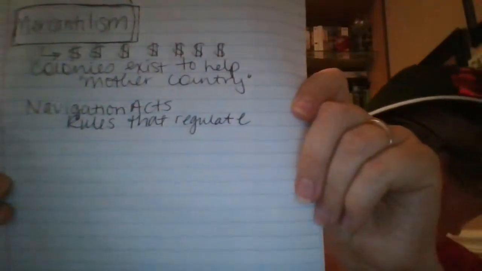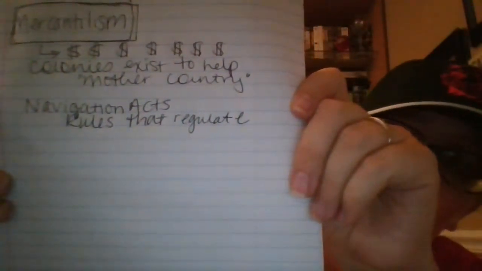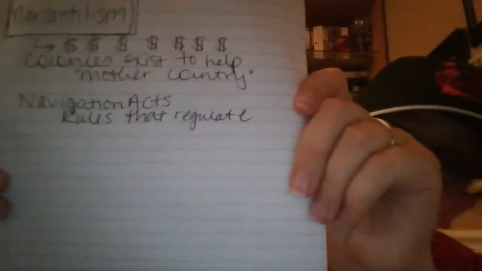So again, mercantilism is all about making money. Okay. The colonies exist to help the mother country, and the Navigation Acts are the rules that regulate trade. So they told the colonies, you can't trade with France, you can't trade with Spain. Eli, they didn't want to leave the country because they had just moved over to the colonies.